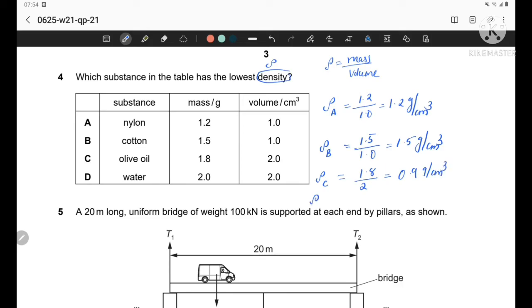Finally, the density of water, which is given in option D, is 2 over 2, then we will get 1 gram per centimeter cube. Now we can compare all these densities and we can identify olive oil has the least density, only 0.9. Therefore, the correct answer is option C.